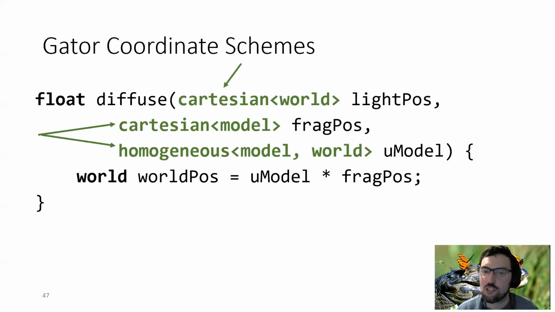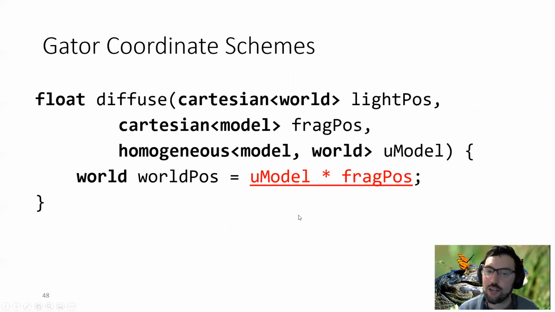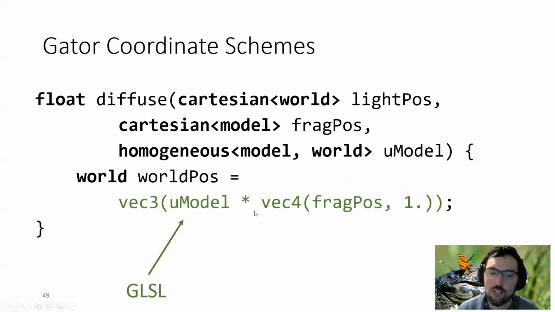Specifically, light position is in Cartesian coordinates, while fragment position is in Cartesian coordinates as well. On the other hand, UModel operates on homogeneous coordinates. At this point, once again, we get an error where UModel times fragment position. These are different coordinate scheme representations, so we can't apply this multiplication. To fix this, we introduce in GLSL a vec3 of UModel times vec4 of fragment position, comma 1.